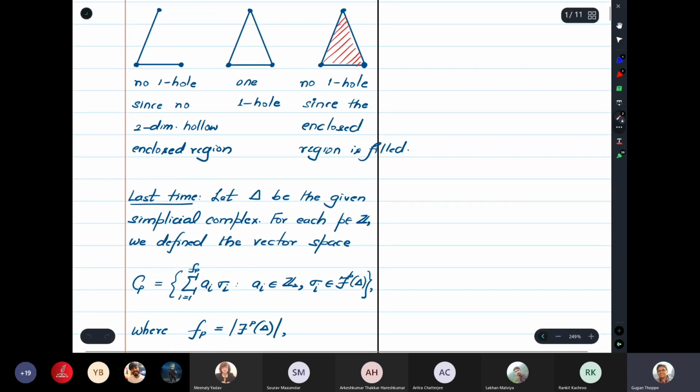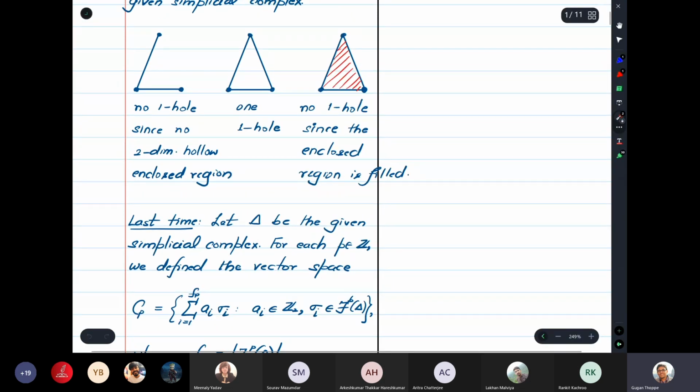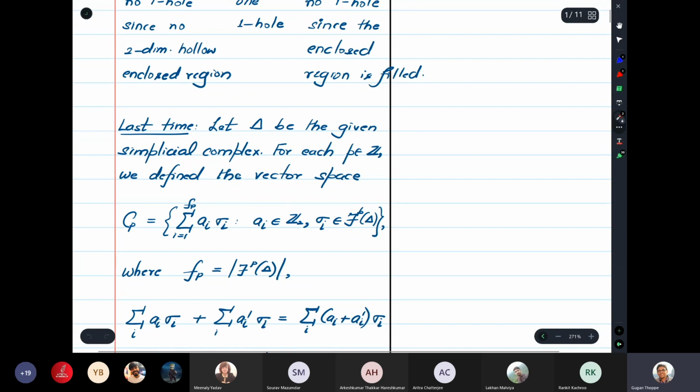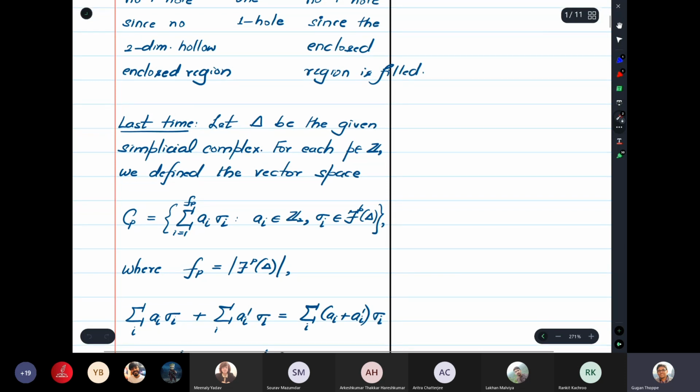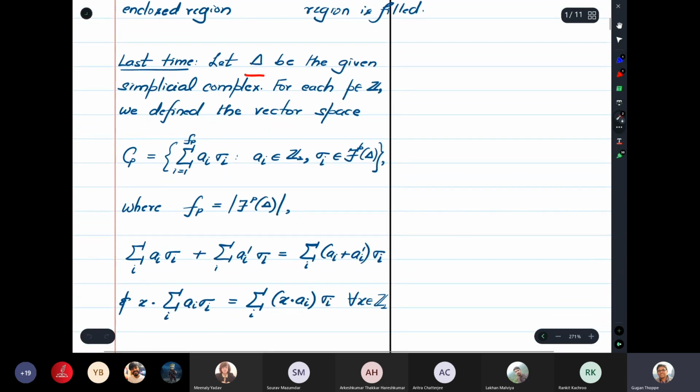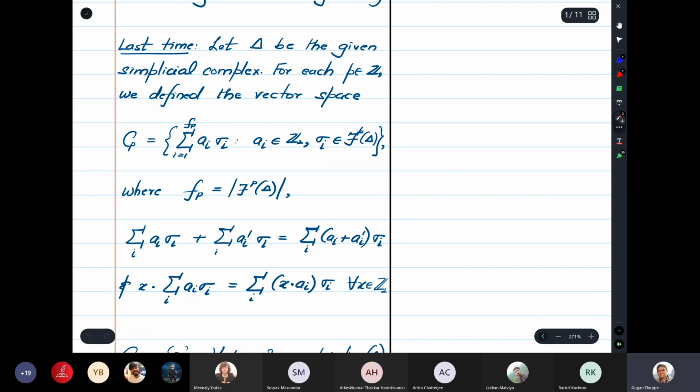So in some sense, what we have been doing so far has been to build the tools that will help us draw such conclusions. Is that okay? So that is what we have been trying to do so far. Specifically, what we did last time was the following. Let's say delta is some given simplicial complex, right? And for such a given simplicial complex, we did the following.